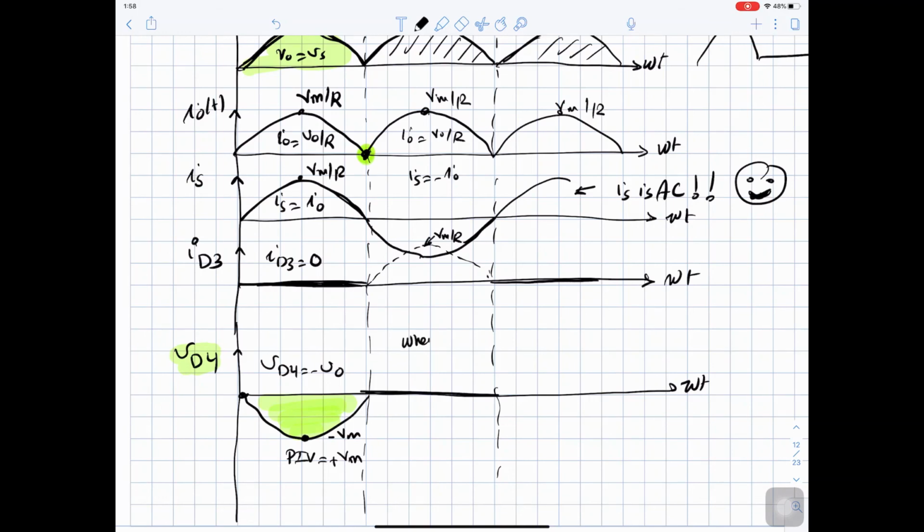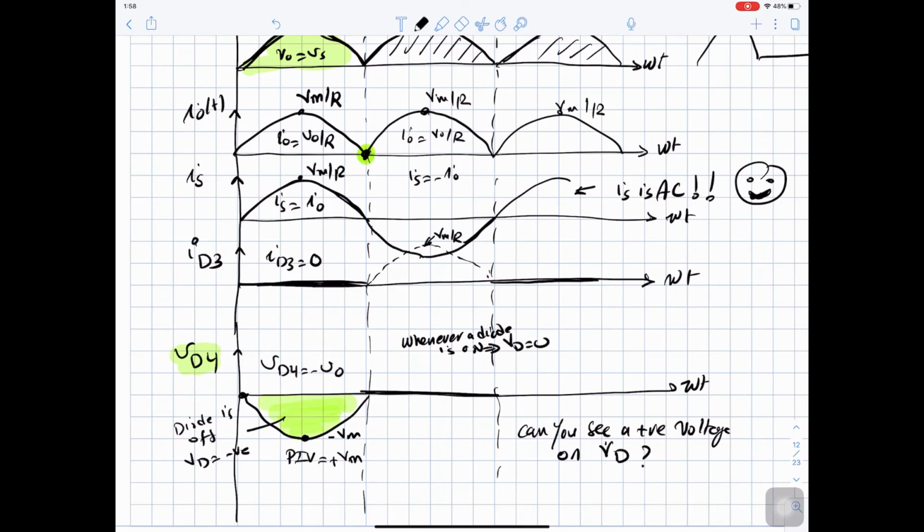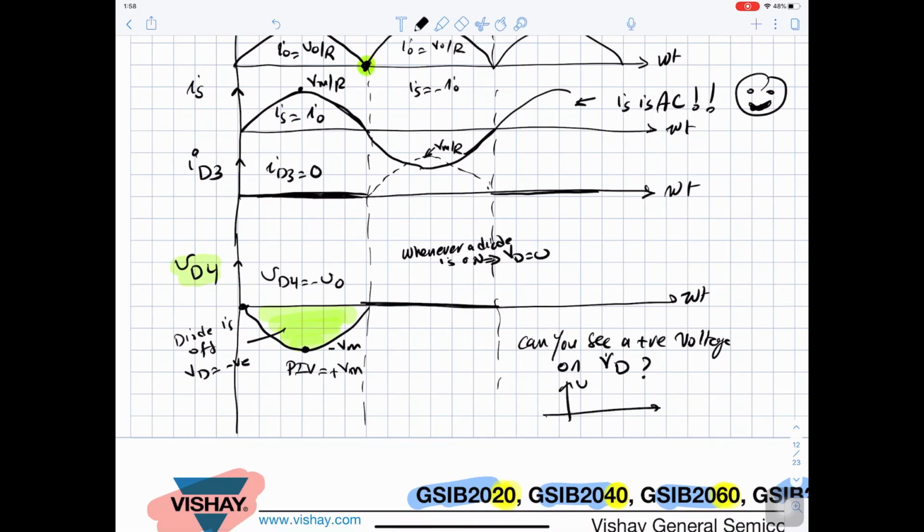So whenever a diode is on, V diode is 0. Diode is off, V diode is negative. Can you see a positive voltage on V diode? So can I sketch V diode and see a positive voltage like this? Can this happen? No, this contradicts with the idea for the diode.